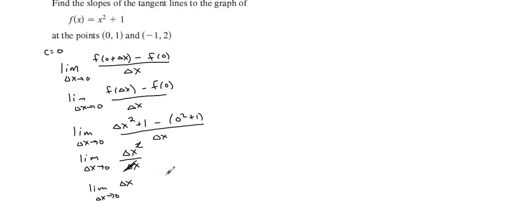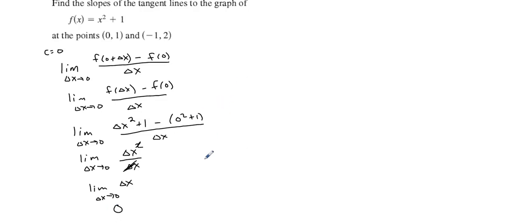Is it okay to let delta x go to 0 now? Can we use direct substitution? You bet. What's this limit then? This looks like 0 to me. What does that mean? The slope of the tangent line at x equals 0 to the graph of x squared plus 1 is 0. It's going to be extremely important to us later.